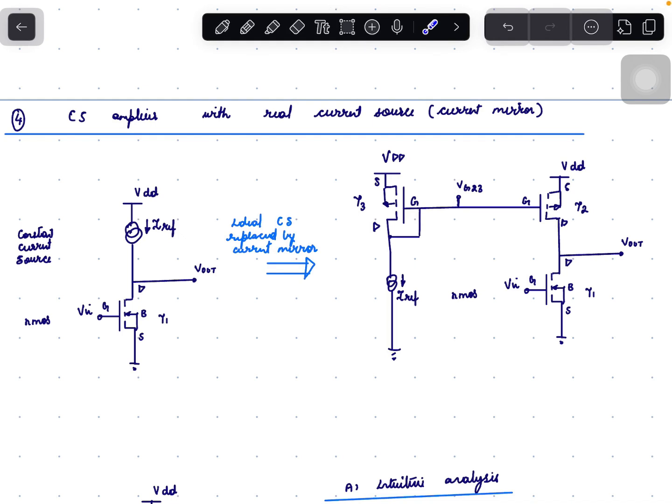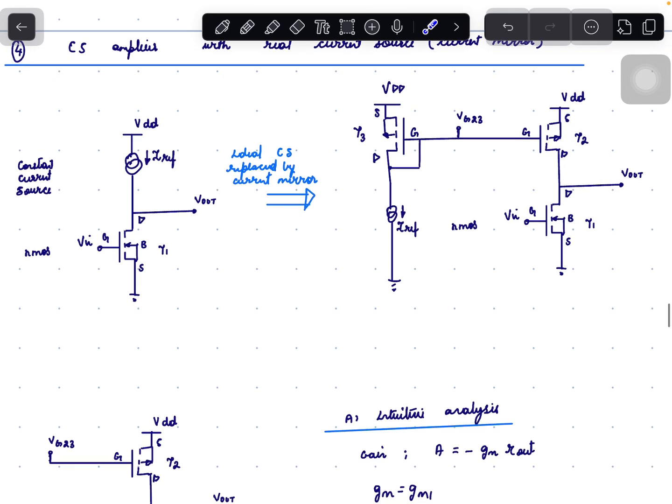Next is the common source amplifier with a real current source. Previously I explained the load being a constant current source. Replace this constant ideal current source by a current mirror current source. So this is a current mirror source, which is shown here, this part, and this is connected to our NMOS, whose gate is provided with Vn, source is grounded, and drain is Vout.